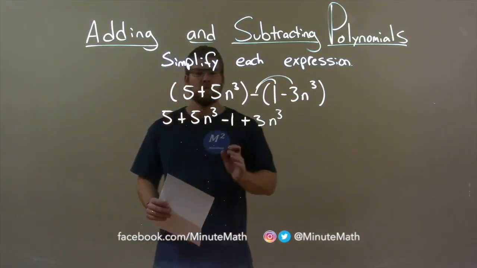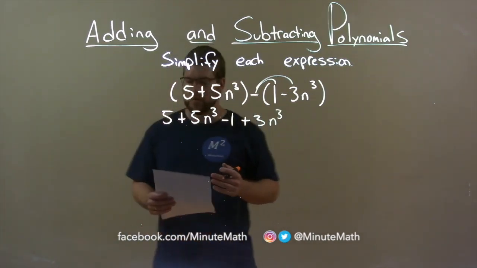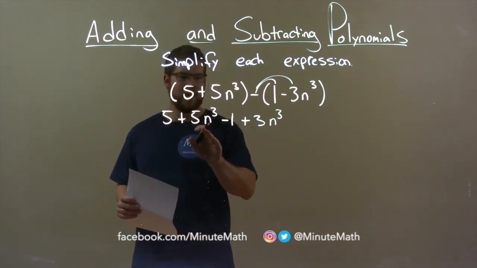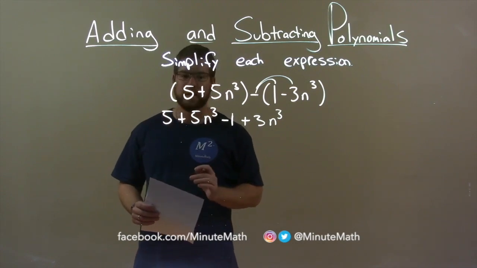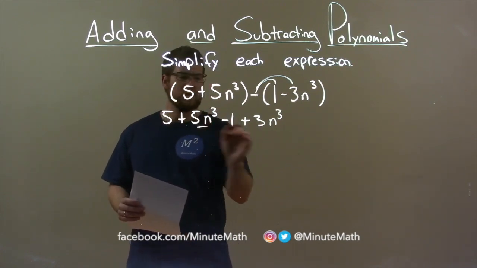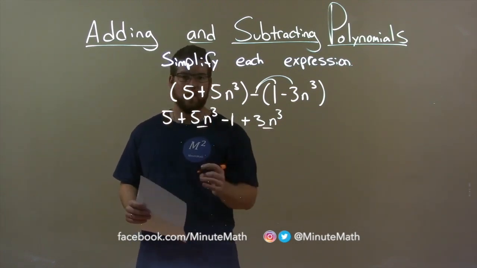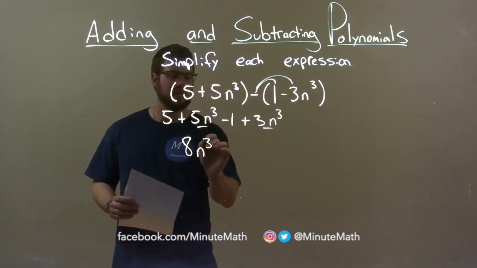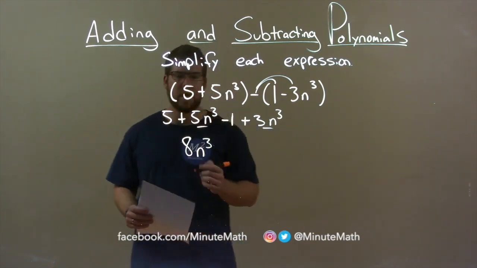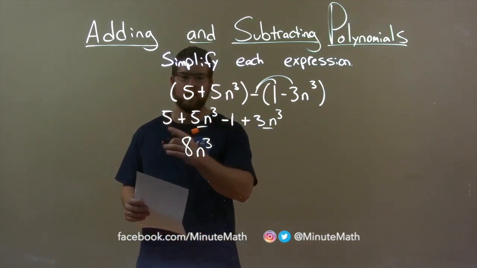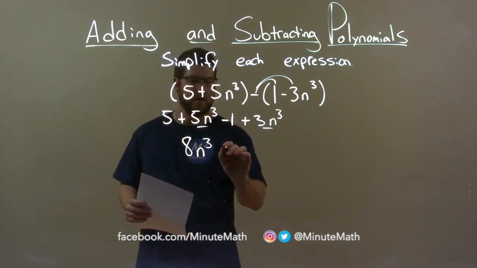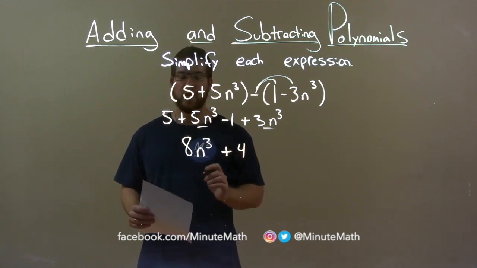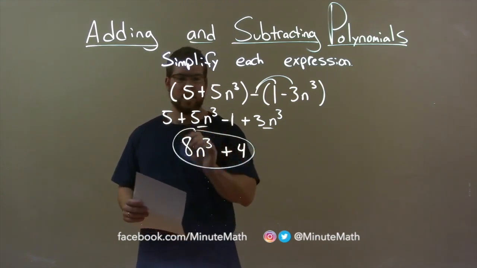Okay? So now we're going to combine our like terms. We have an n to the third and an n to the third right there. So a 5n to the third and a 3n to the third, we add those together, that's our highest degree. That's going to be an 8n to the third. Now we have 5 and a 1, so 5 minus 1 is a 4, and we have a plus 4 here, and there we have it. Our final answer, 8n to the third plus 4.